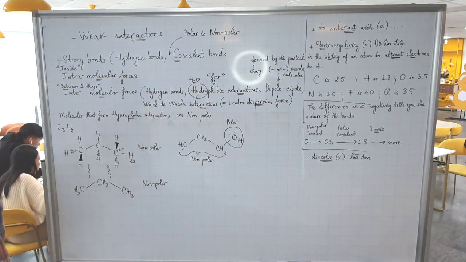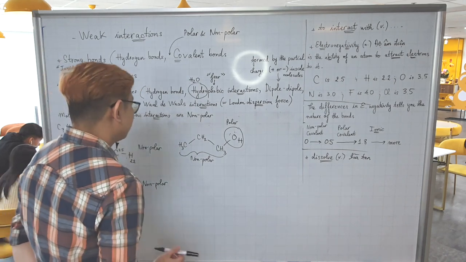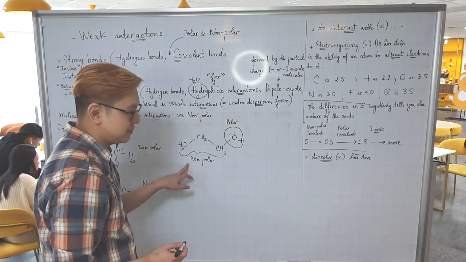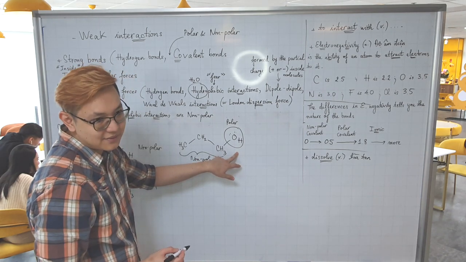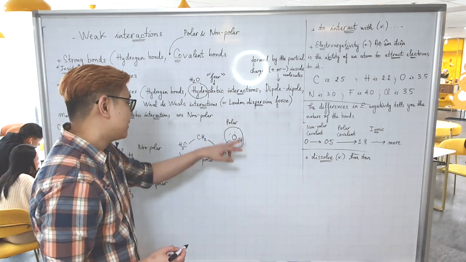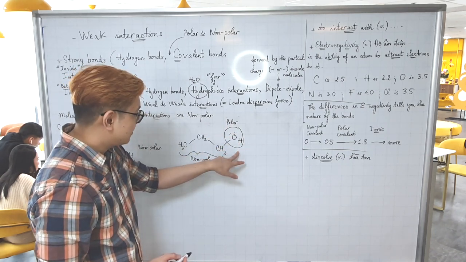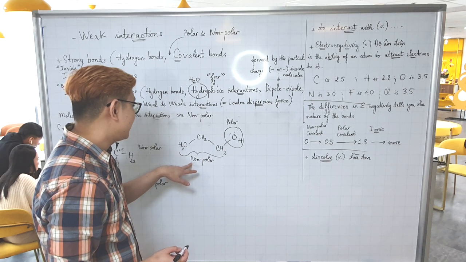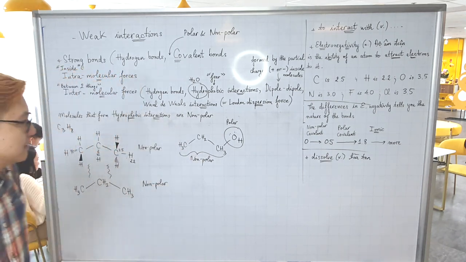So, this part can form hydrophobic interaction with something else. But this part can form hydrogen bond with something else. Cho nên cái phần này nó sẽ tạo liên kết hydrogen với những cái gì mà nó phân cực, polar. Hoặc cái phần này nó lại tạo liên kết không phân cực với những cái nào mà nó cũng non-polar như vậy luôn.